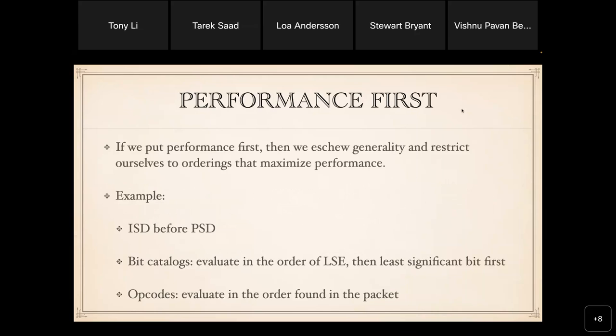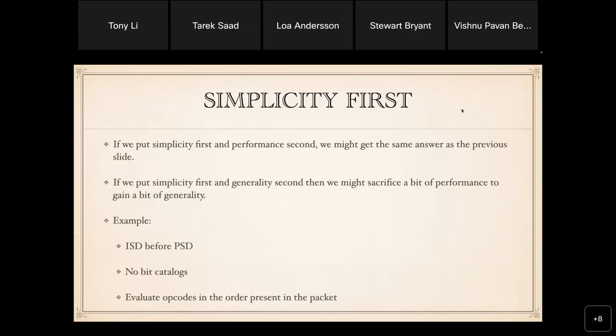We could flip this around. What happens if we think performance is more important than generality? Let's maximize performance. Let's put ISD before PSD. Let's evaluate bit catalogs in the order of the LSE and then least significant bit first within a bit catalog. And opcodes we evaluate in the order found in the packet. Or maybe we want simplicity. If we are willing to sacrifice performance to get simplicity, we might get something similar. But if we put even generality more important than performance, then maybe we want to put ISD before PSD, eliminate bit catalogs, and just evaluate opcodes and only do it in the order present in the packet. So these are some of the options that we have.